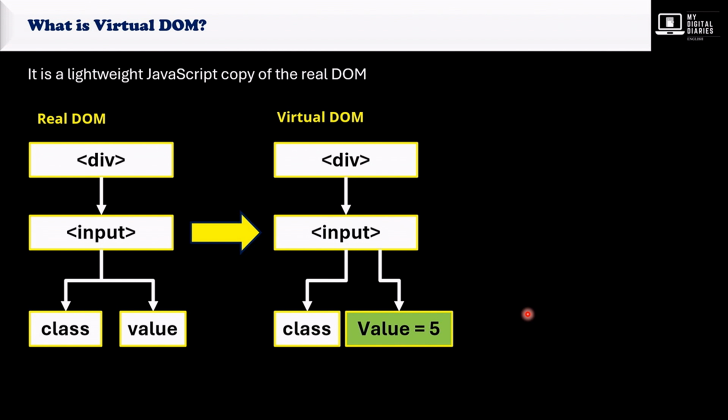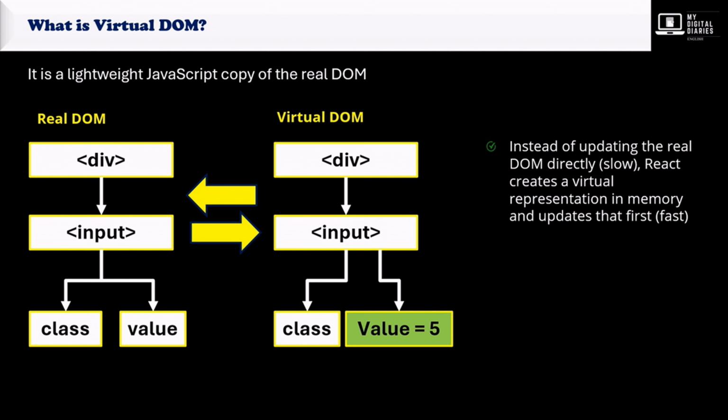Otherwise everything is the same. The user has updated the value, so that's why this node is changed. Okay, the entire structure of the virtual DOM exists only in memory, not on the screen. React keeps this copy so it can compare changes before touching the real DOM. Let's summarize what exactly happens.